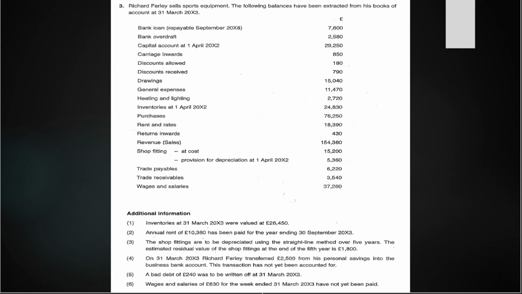Alright, so this is our second question. Richard Furley sells sports equipment. The following balances have been extracted from his books of account at 31st March 2000, and whatever, it doesn't matter. These are all the balances down below. Right below that it says additional information. That's the adjustments that we will be making.